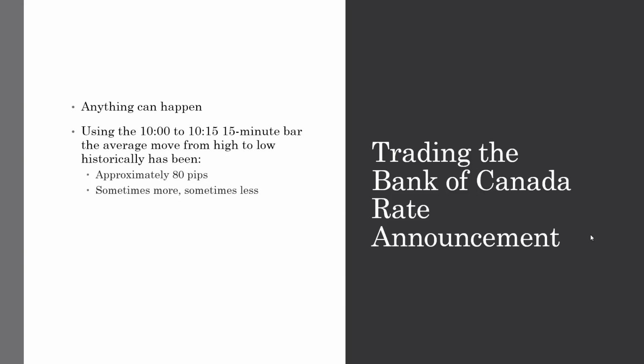Now remember, when you're trading a market report, anything can happen, okay? Using the 10 to 10:15 15-minute bar, the average move for the Bank of Canada rate announcement is 80 pips. Now, sometimes it can be more, sometimes it can be less. In other words, the market may not move at all, okay?